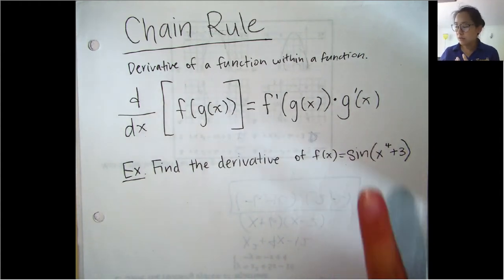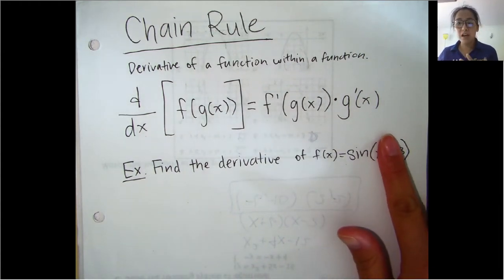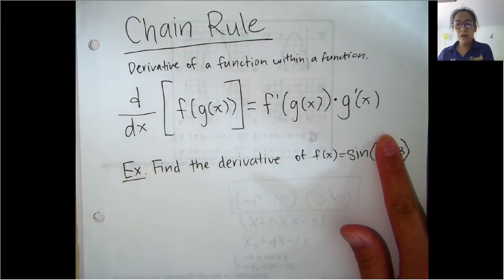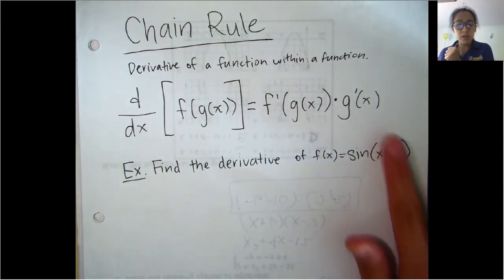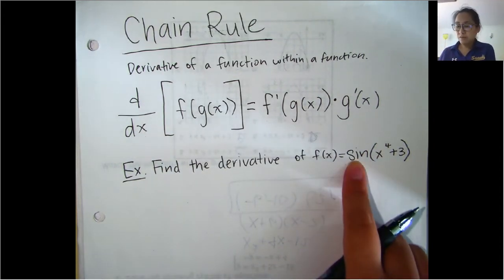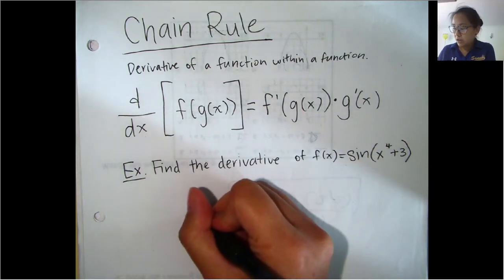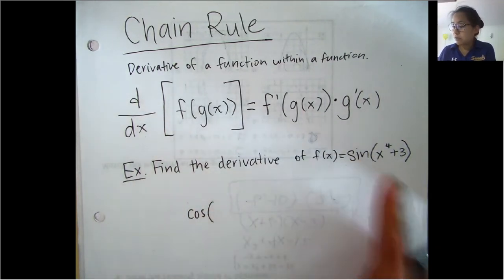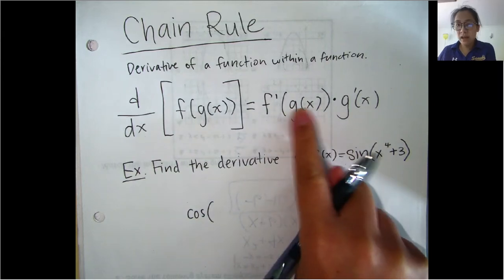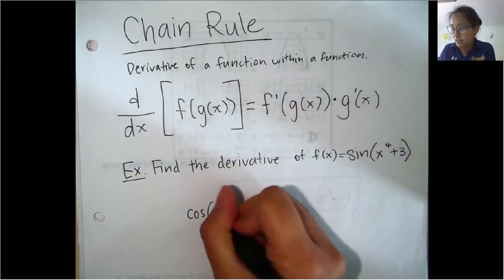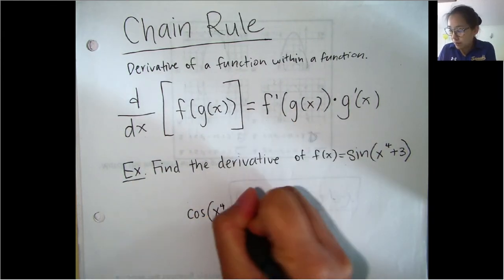And so what I do is I think of this like, if I can cover this up, this is our inside function. So our outside function is sine. According to our rule here, you're going to want to take the derivative of sine and then leave the inside function as is. So we take the derivative of sine, and that'll be cosine of, and then you leave the inside function, right? So g of x, that's the original function. So you leave it as is. So x to the fourth plus 3.